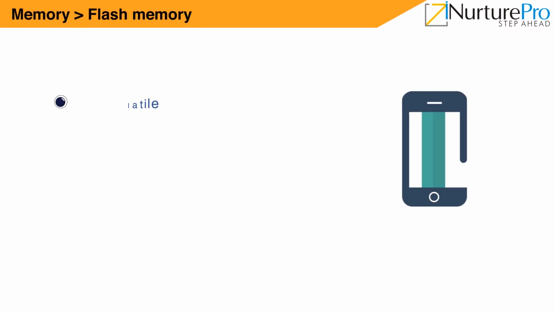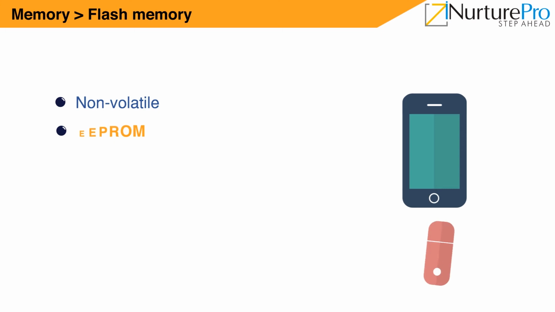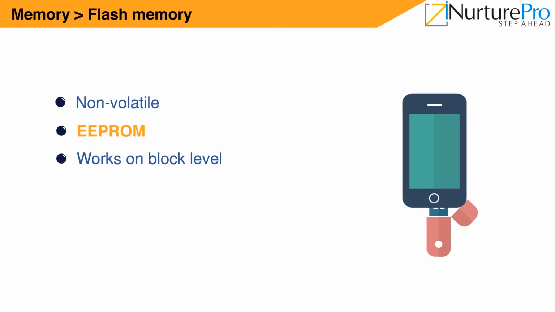Flash memory is another type of non-volatile memory just like ROM. It is electrically erasable programmable read-only memory, and the main feature of flash memory is that it enables reading or erasing of data on a block level as compared to byte level.